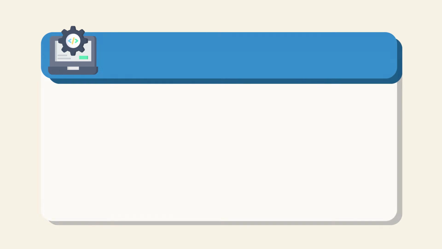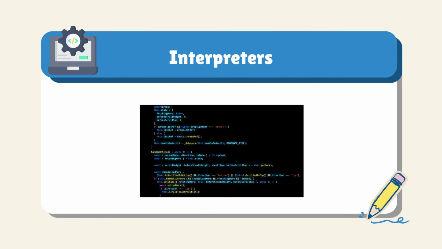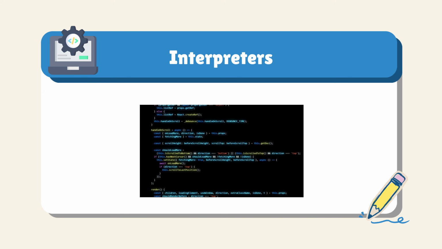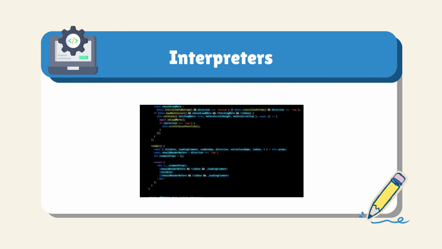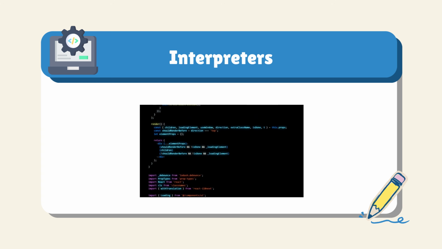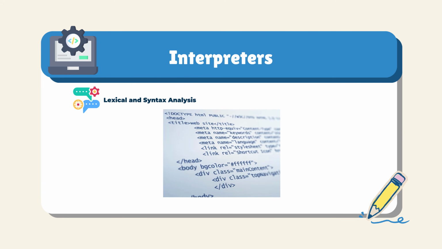An interpreter, on the other hand, doesn't produce a separate executable. Instead, it reads and translates your code line by line, executing it in real time. It's like having a live translator stand next to you, reading each sentence aloud and instantly translating it into another language as you go. The key steps for interpreters are lexical and syntax analysis, similar to compilers, but done per line or block. Immediate execution.